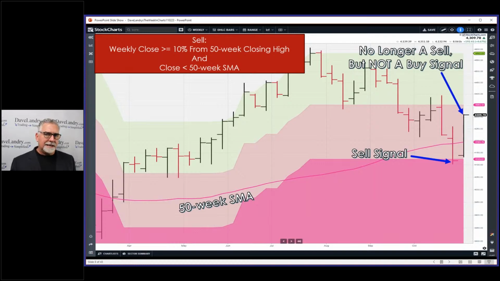It's no longer a sell signal, but it's not a buy signal. The buy signals are a little bit more stringent. When I first got started in trading and I was doing a lot of mechanical systems, I thought that, okay, you get a sell signal, but then the next day it's no longer an active sell signal.